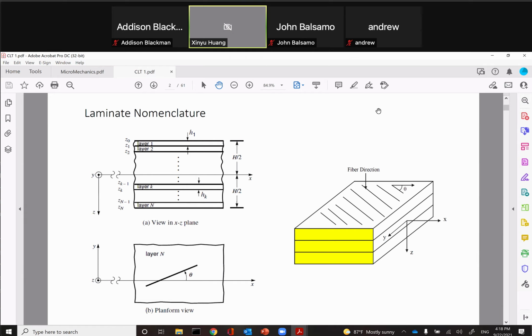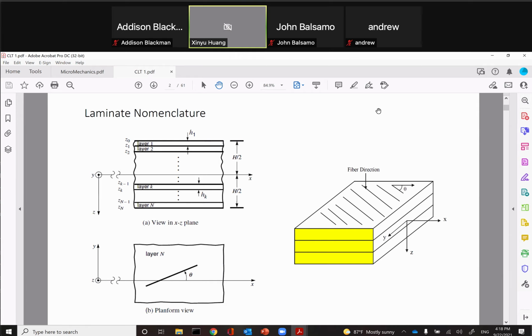That's the spatial location of layer 1. Layer 2 will be between Z1 and Z2. I mean, it's just a convention. You can define them. Define the physical domain of each layer.